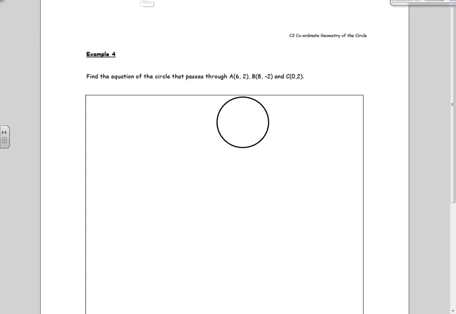and we have 3 points on that circle. We have C, which is at 0, 2. We have A, which is at 6, 2. And we have B, which is at 8, -2. So that's just a rough idea of where the points would be.